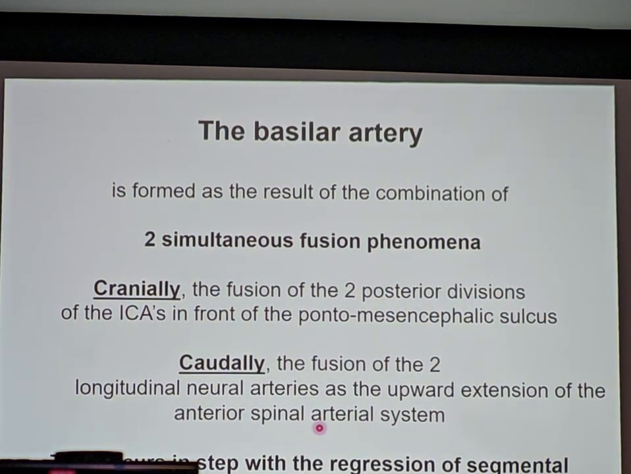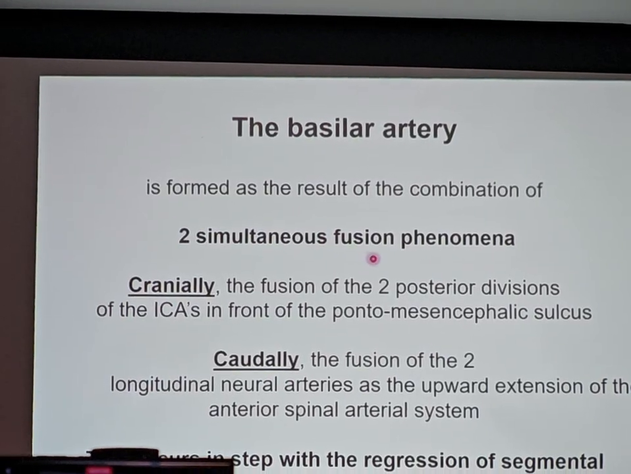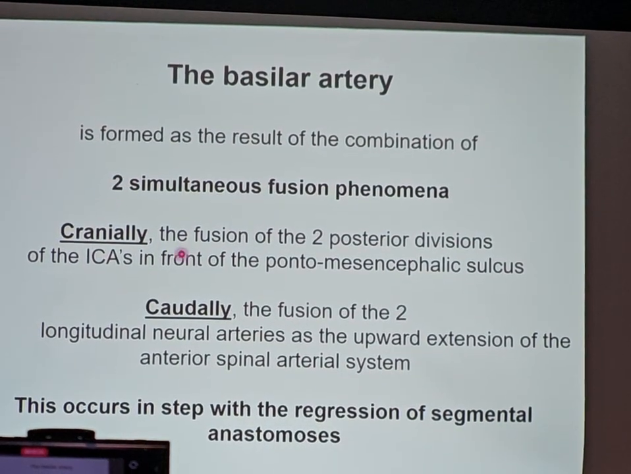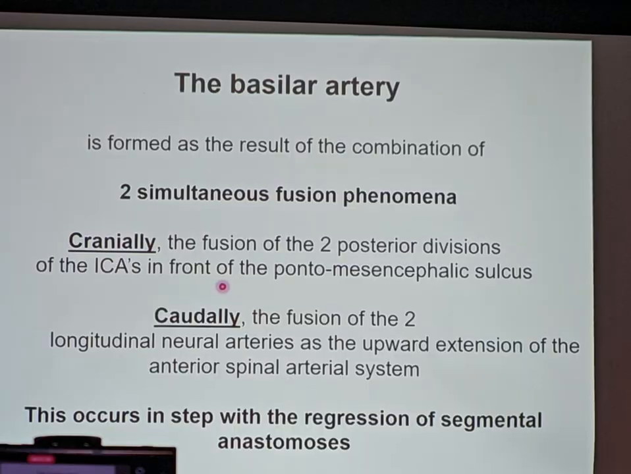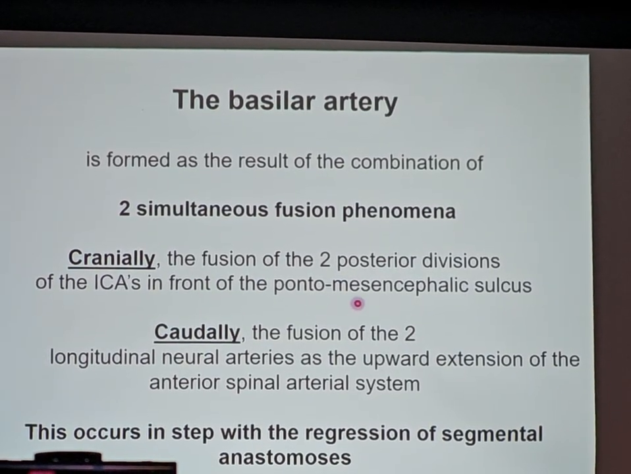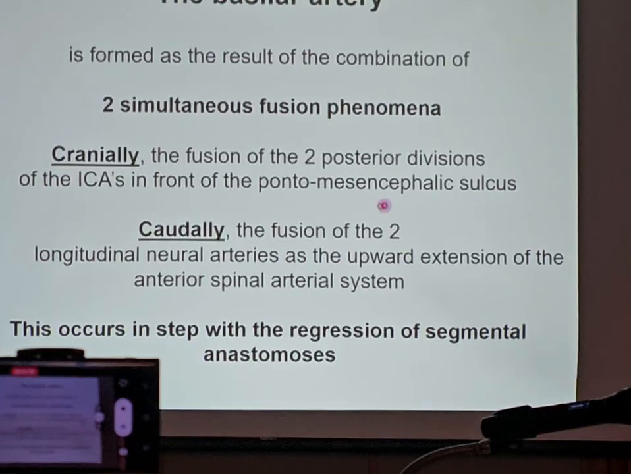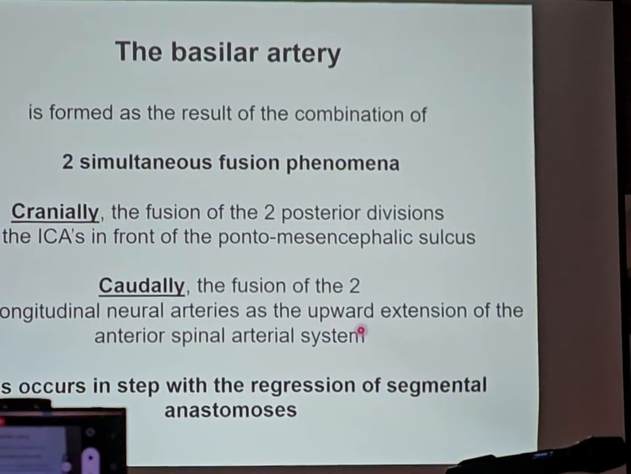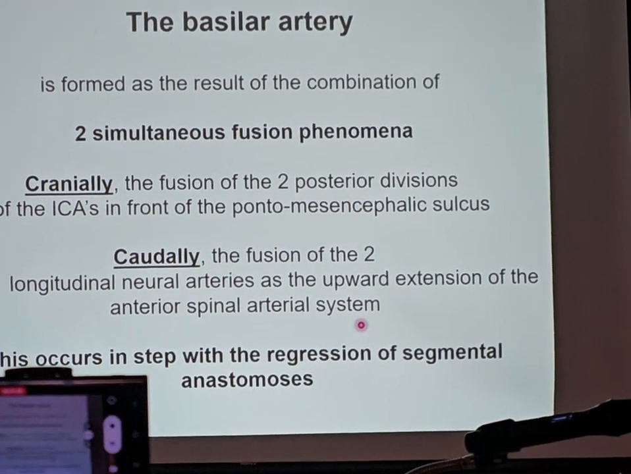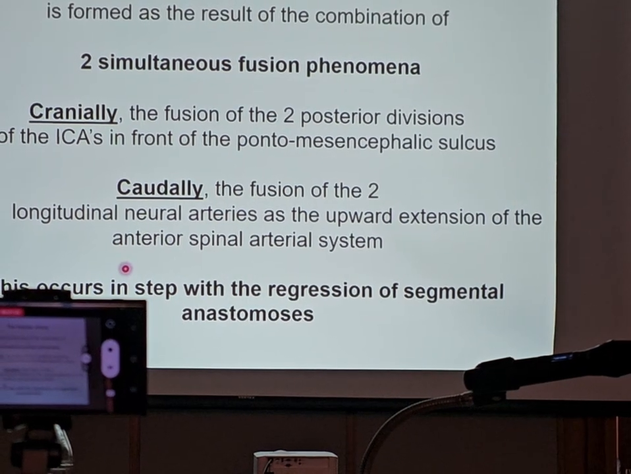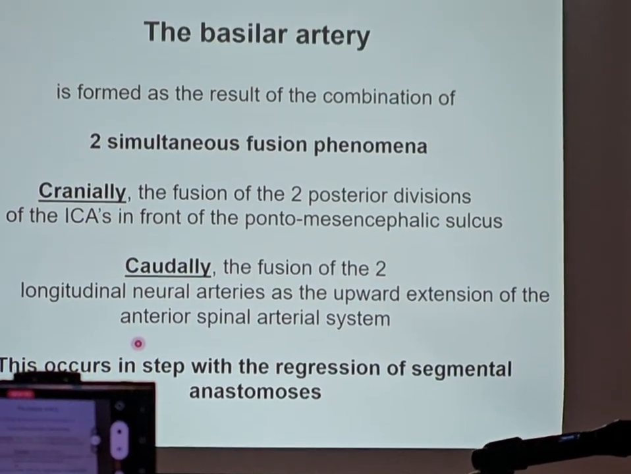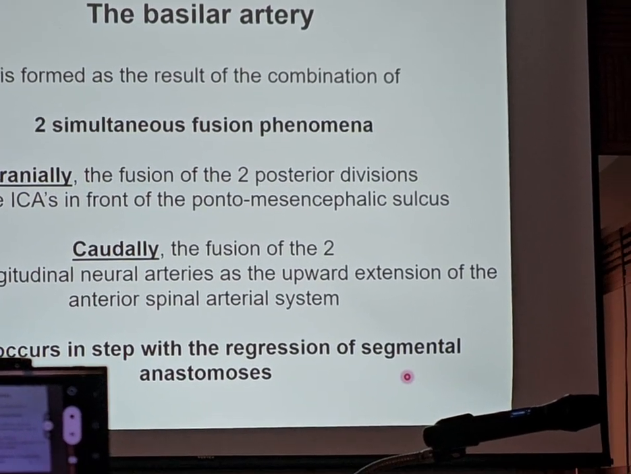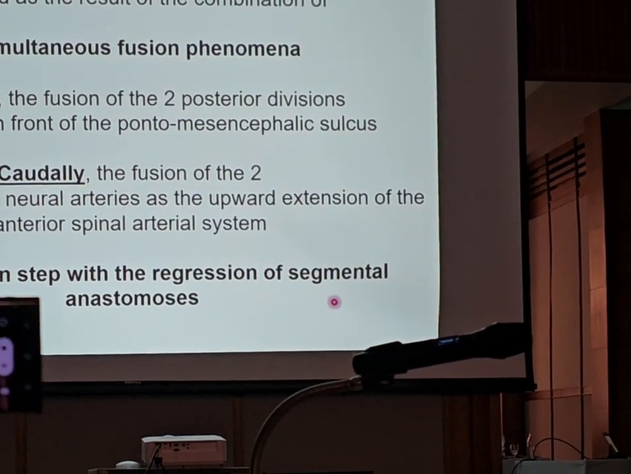The basilar artery is formed as the result of a combination of 2 fusion phenomena simultaneously occurring. Upstairs, cranially, the fusion of the 2 posterior divisions of the internal carotid artery in front of the pontomesencephalic sulcus, and caudally, the fusion of the 2 longitudinal neural arteries as the upwards extension of the anterospinal arterial system. I'm going to show this to you. And these fusion phenomena occur at the same time and in step with the regression of the segmental anastomoses, like the trigeminal artery and so on.